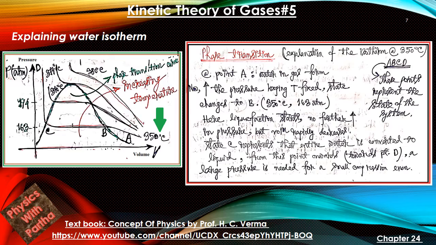From point C onwards, towards point D, a large pressure is needed for a very small compression. That means after liquefaction has happened, we need a lot of pressure for even a small compression.